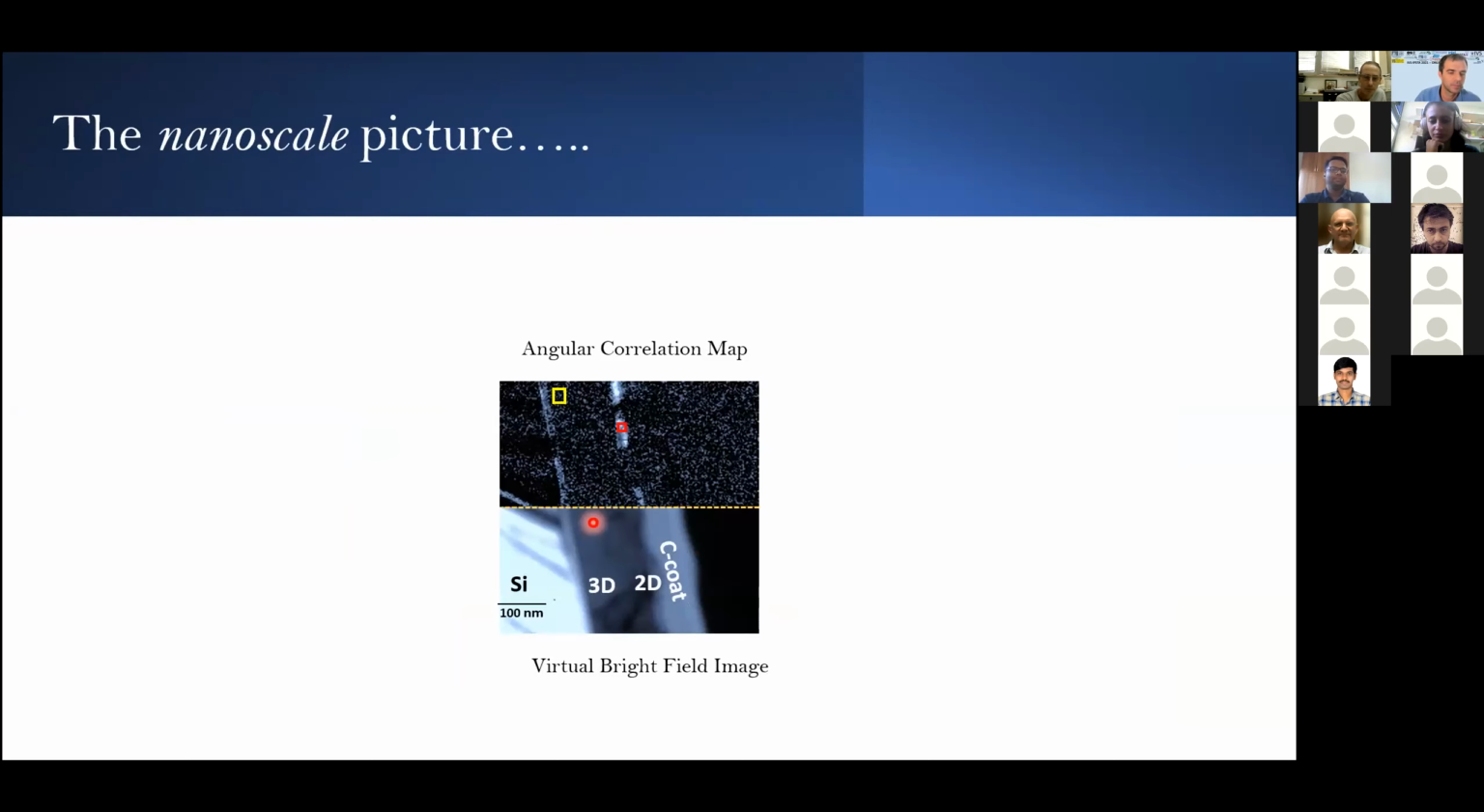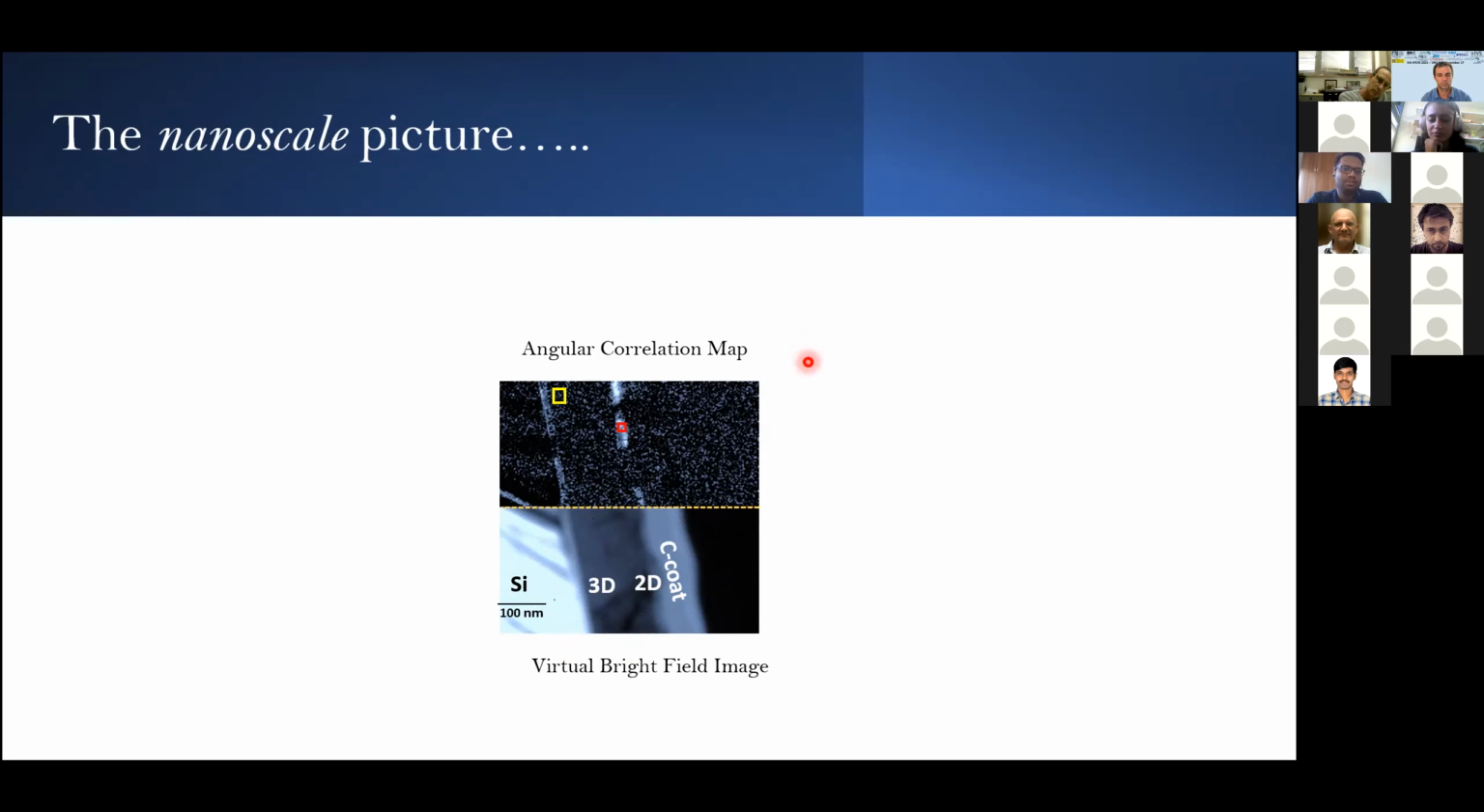Okay. So all being said, how do this 2D and 3D perovskite look at the nanoscale? What you see here, in the bottom panel, is a virtual bright field image that we have constructed by mapping the non-deflected beam intensity as a function of the probe position. As you can see from the contrast differences, we can easily distinguish the silicon, the perovskite, and the carbon core. However, the 2D that we have made on top of the 3D perovskite is not quite easily distinguishable.